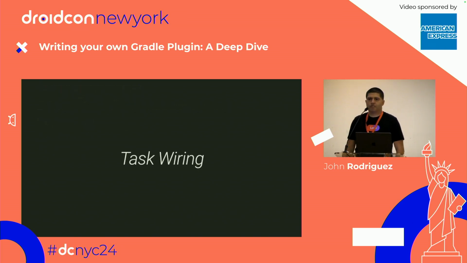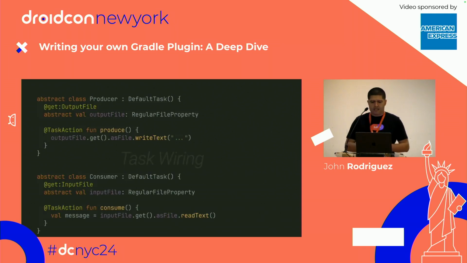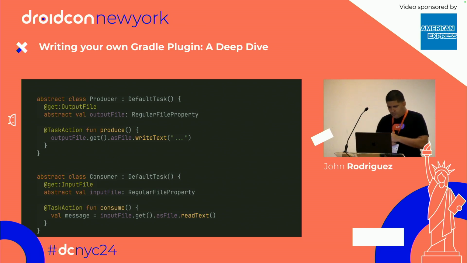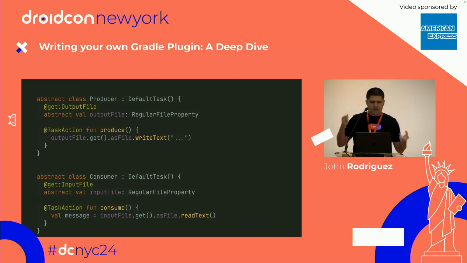Okay, let's move on to a completely different part of what you may encounter when dealing with plugins. How do I wire tasks? I am going to assume that you know what a project or a module is in Gradle speak. I'm going to assume that you know what tasks are in Gradle speak and their association to projects. Not going over that. The canonical example that you might have seen is this producer-consumer problem.